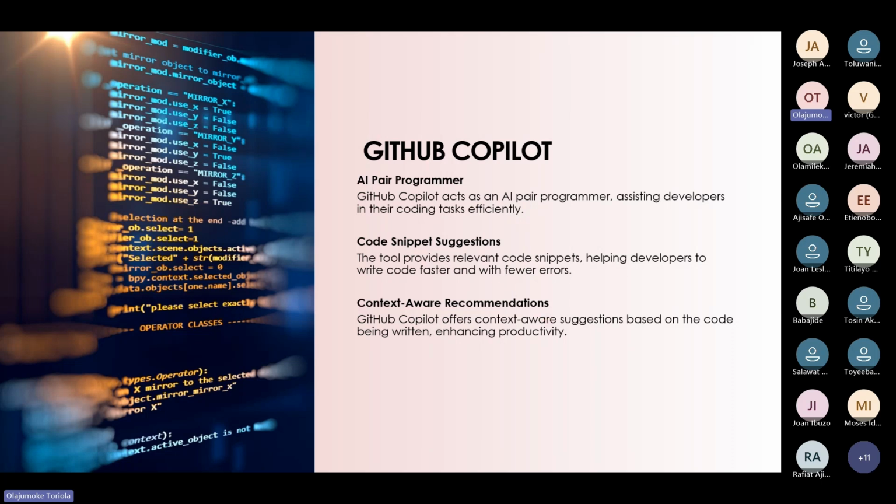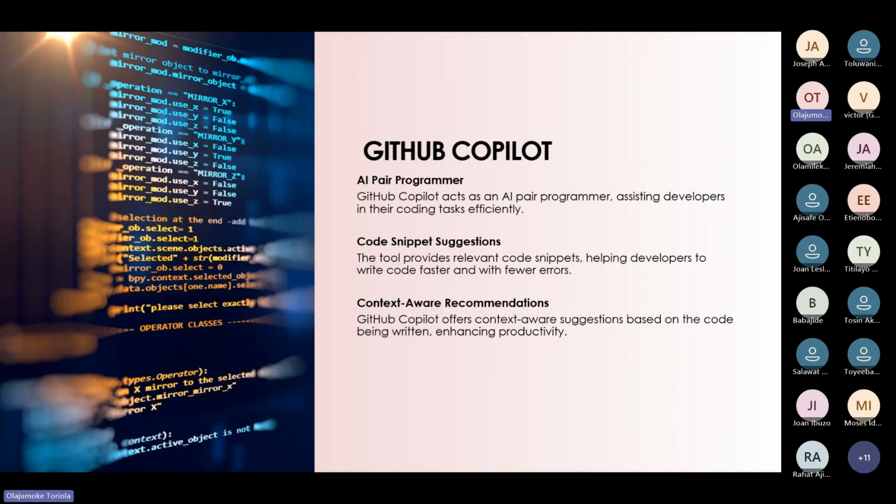So if you look at GitHub Copilot, it is actually an AI peer programmer. That's why it acts as an AI peer programmer, assisting developers in their coding tasks efficiently. And then it also offers context-aware suggestions and speeds up the coding process and all of that. But what is important to us is how does this thing work? Which I'm just going to show us in a bit again.